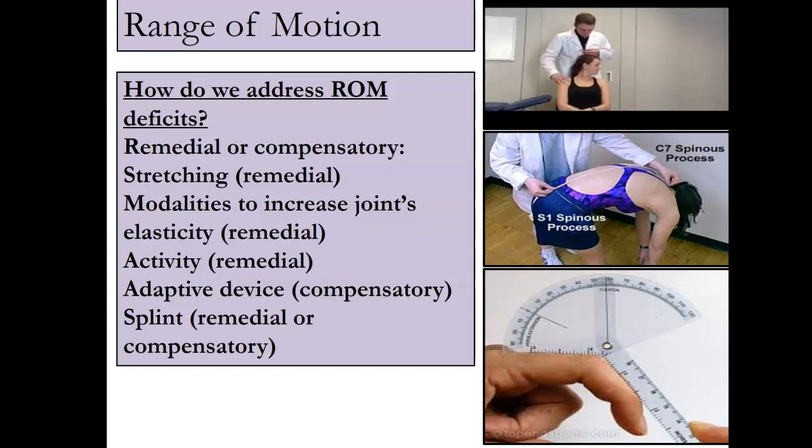An adaptive device, you're compensating. Somebody cannot reach their arms high enough to brush their hair. You would compensate as an OT by giving them a long-handled brush, a brush with a long handle and an angle on it, and will help them brush their hair without full range of motion. So not really trying to improve the range of motion. You're just helping them compensate so they can brush their hair.